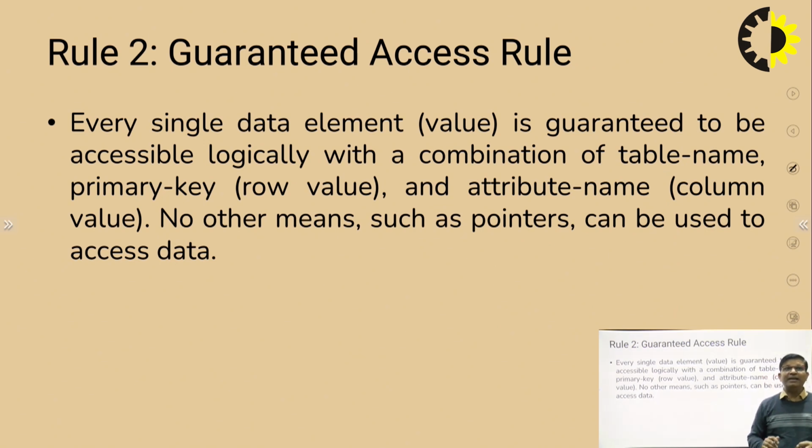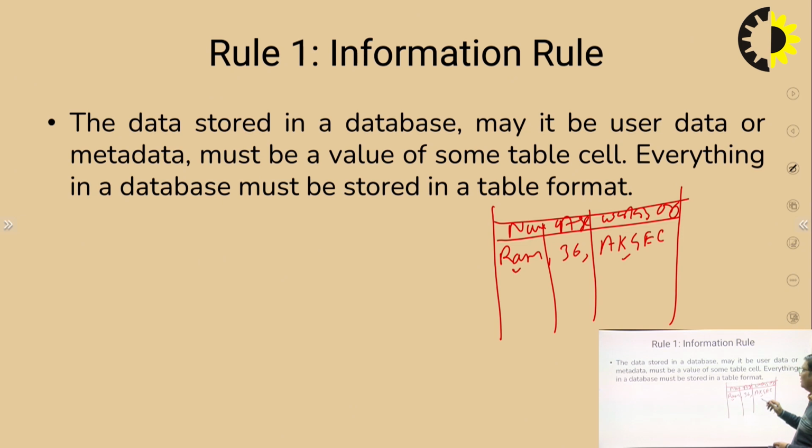Second rule is the guaranteed access rule. It means every single data element is guaranteed to be accessible logically with a combination of table name, primary key (row value) and attribute name (column name). No other means such as a pointer can be used to access the data. What does it mean? It means that this is name and the name is Ram. Ram is designated as the name of a person, name of an employee.